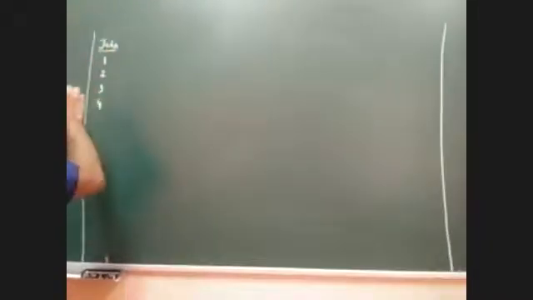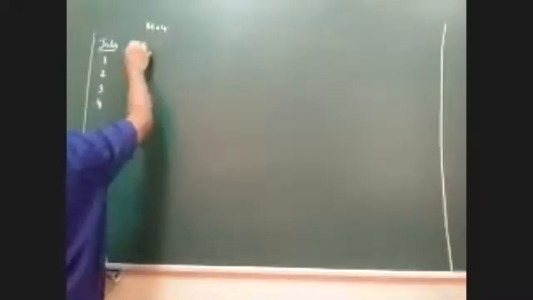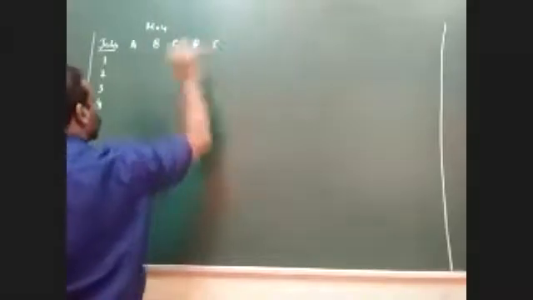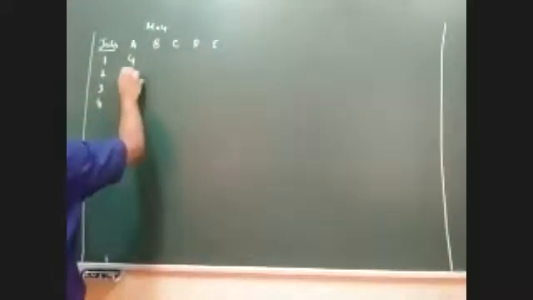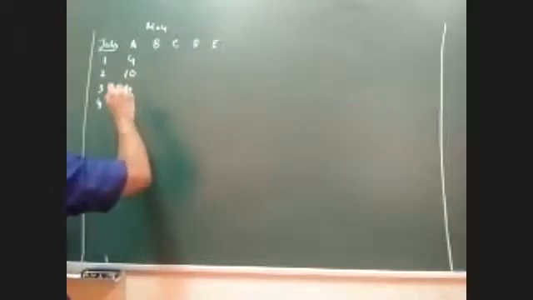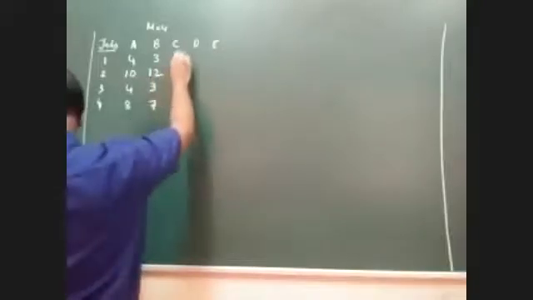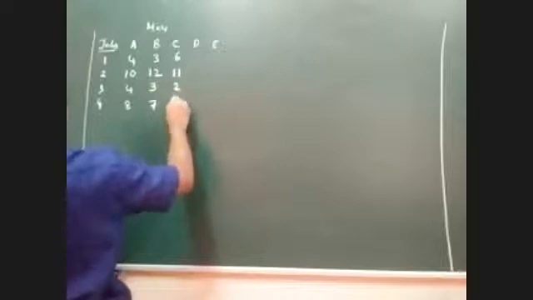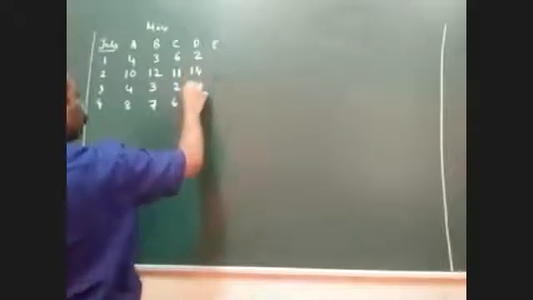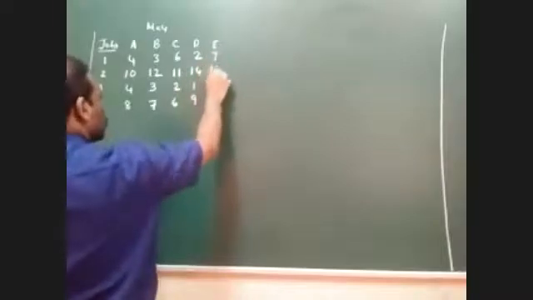So the question is like this. There are totally 4 jobs given to you, 1, 2, 3, 4, and totally there are 5 machines. The machines are A, B, C, D, and E. The values are 4, 10, 4 and 8, 3, 12, 3 and 7. And the machine C is 6, 11, 2 and 6. D is 2, 14, 1, 9. And E is 7, 16, 5 and 6. Now this is the question. You're supposed to calculate the minimum assignment cost for this particular problem.